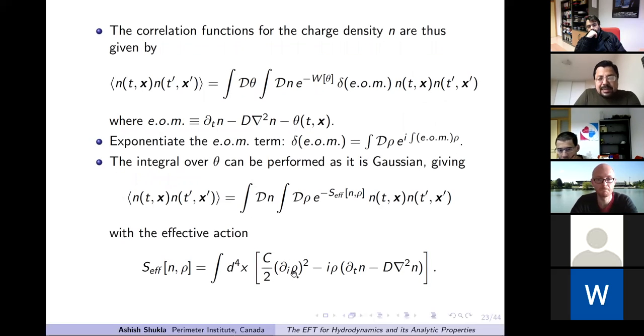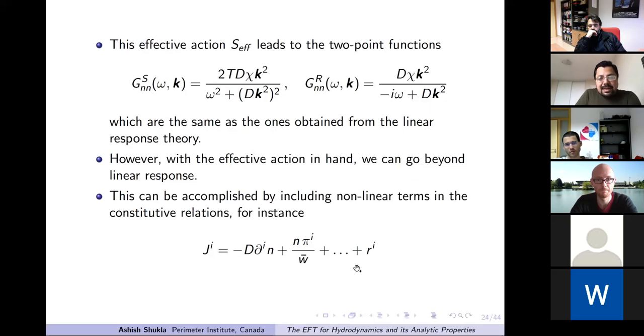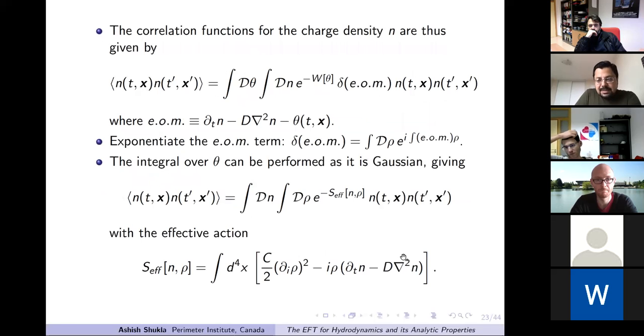So when you do that, in the end, the effective action that we'll get will be very similar. There will be a di rho squared term here. There will be a term proportional to rho times the equation of motion. But the equation of motion, as I just said, will now be much more complicated. It will be dtn minus d grad squared n plus terms which follow when del I acts on these non-linearities. So there will be a term like n times del I pi I by w bar and so on, sitting inside these braces, okay?